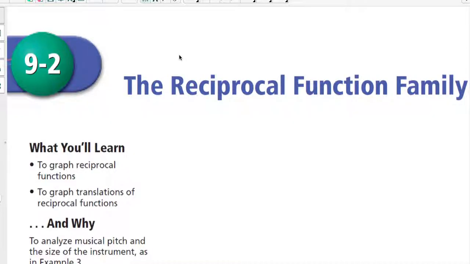Hey guys, 9-2 part 1, reciprocal function family. All right, we have 3 different examples that we're looking at today. Hopefully you'll find it not too bad, but we are just graphing reciprocal functions. We have 3 different examples we're looking at.